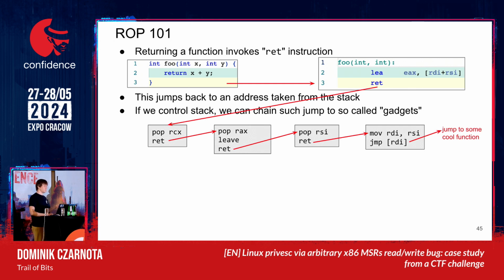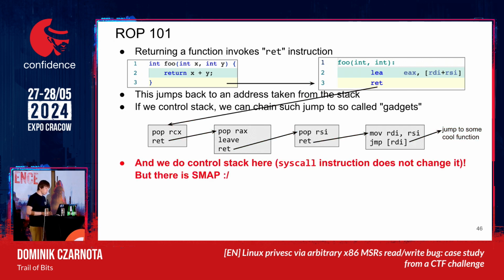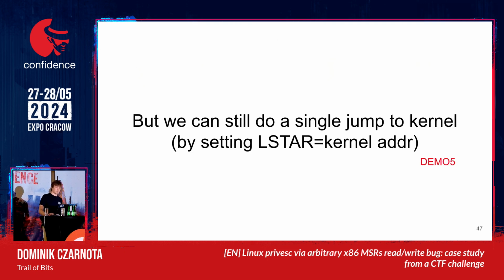But we need to control the stack memory. And we do control the stack memory, because the stack pointer is pointing to the user space stack. The problem is there is this SMAP mitigation, the access prevention. So even if we try to do that, this ret instruction, when it would try to fetch the data from the stack, will be prevented by SMAP because, well, this is a user space address, not a kernel space address. So yeah, this won't work here.